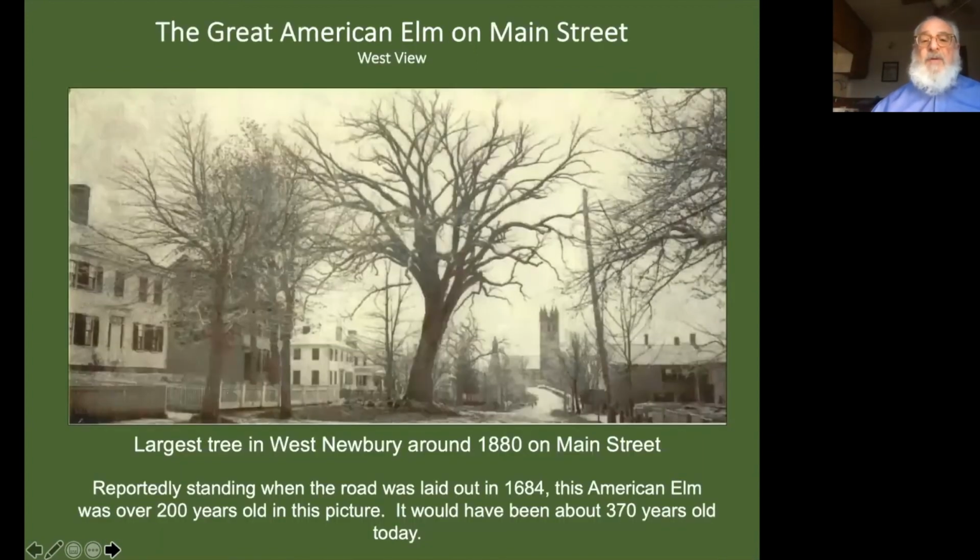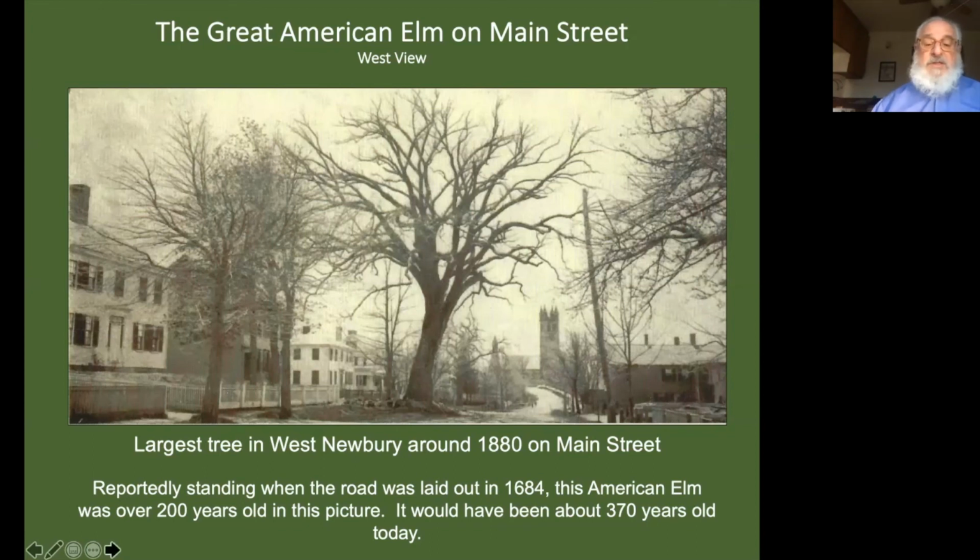Well, again, we come back to the great American elm on Main Street, and we're now looking towards the west from probably around Molly's house towards the church, and this is the great elm. As I said, it was a little bit over 200 years old in this picture, and it would have been maybe 370 years old today, which would have been remarkable. Clearly anybody coming into West Newbury today would stop and marvel at this tree.